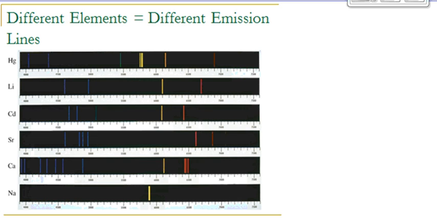Now, since stars are usually made of several things, what you do is you look at it and the computer kind of matches things out. So it says, oh, this is mercury, lithium, and cadmium, and strontium, and calcium, and sodium, and everything like that.